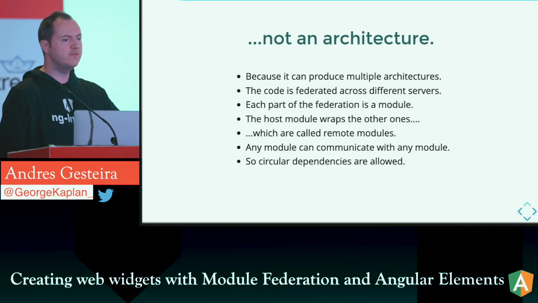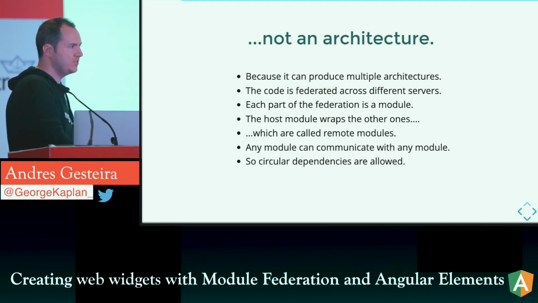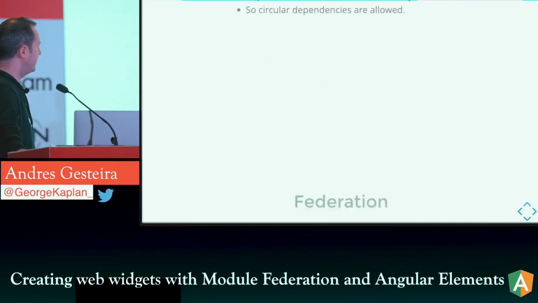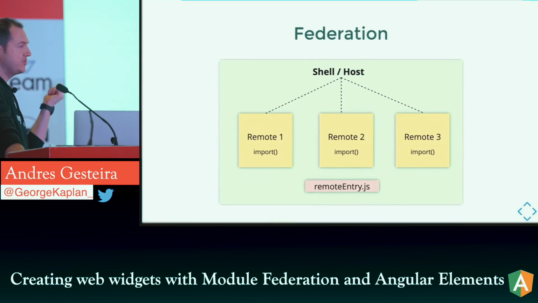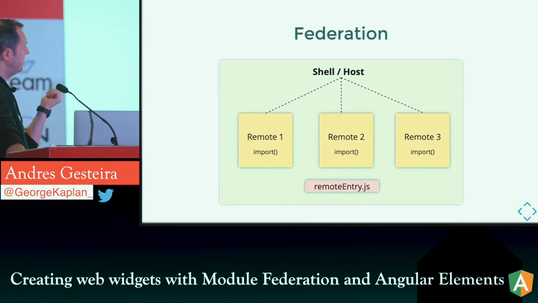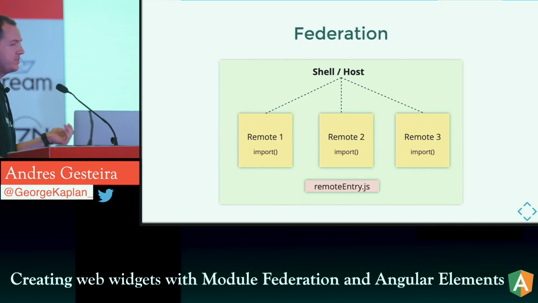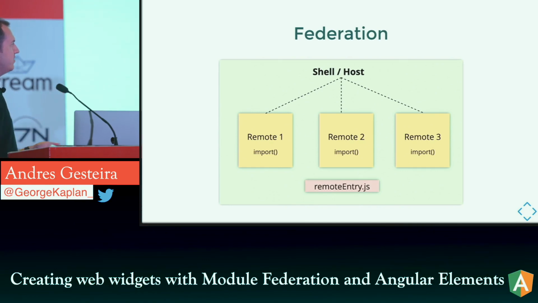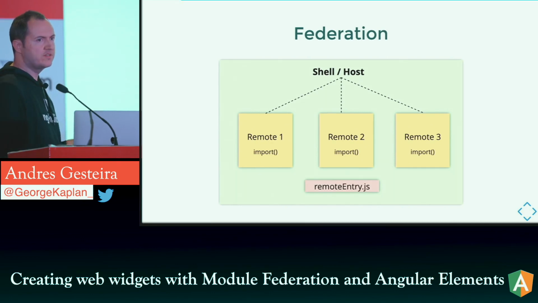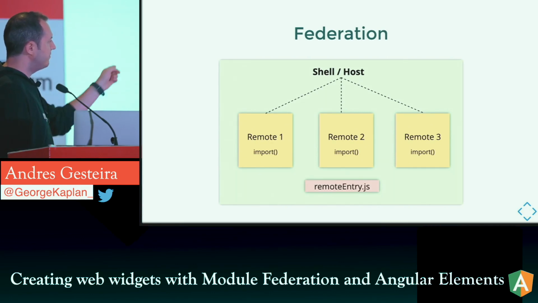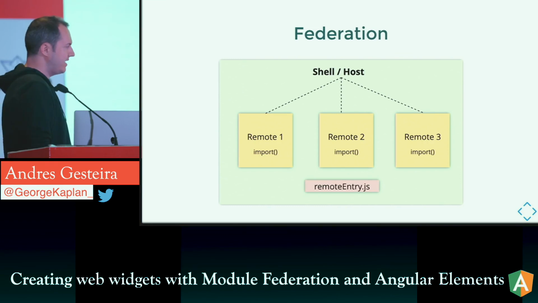So as you can see, module federation is about this, and it's not an architecture, it's about something else. And this is the structure of the federation. As you can see, it's very simple. We have the host, which I like to call the shell, and then you have different remotes. It can be one or several. And they import each other by using dynamic imports.